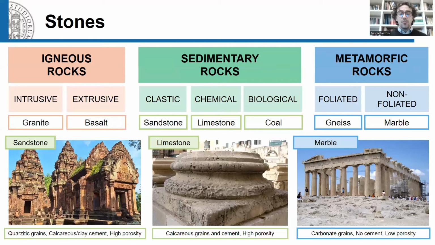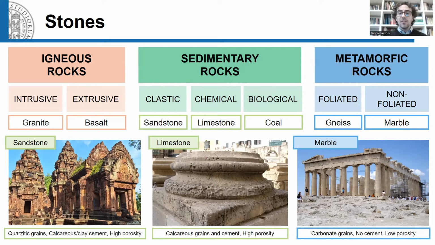If we try to generalize, I think we can state that the most used lithotypes were sandstones, limestones, and marbles. So sandstones are usually composed of quartzitic grains that are held together by a cement that can be calcareous in nature or can also contain clays. The porosity of sandstone may be low, but it could also reach very high values.